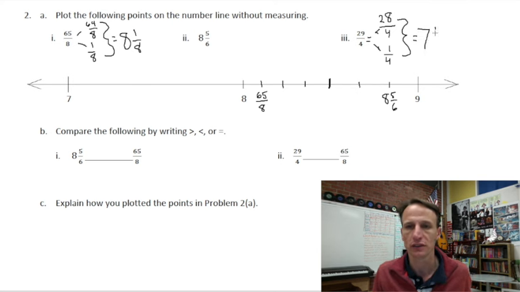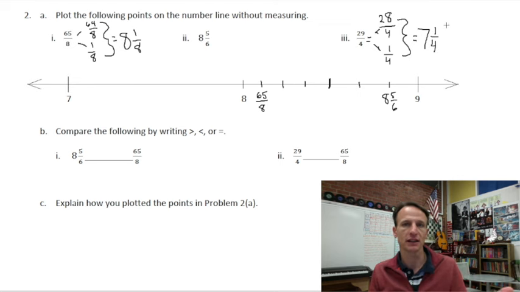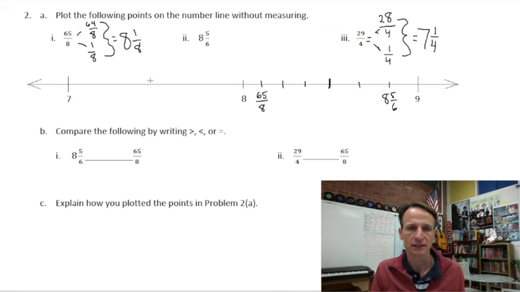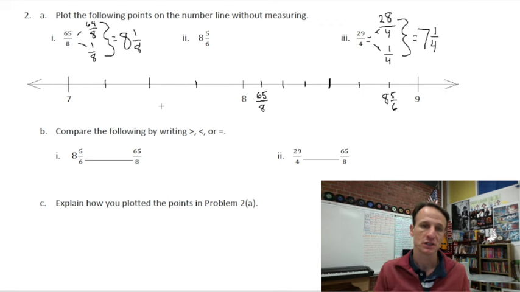So 7 and 1/4. Now that's a lot easier to place here, right? Because we know halfway between 7 and 8 is 7.5. And then if I bisect the halves, it gives me fourths. So where's 7 and 1/4? Right there.